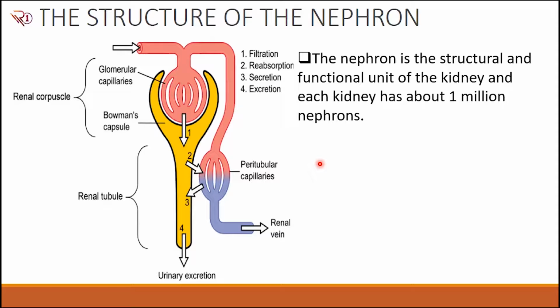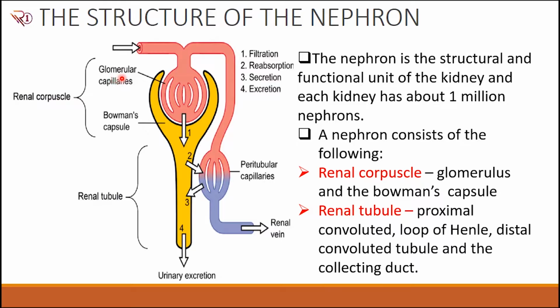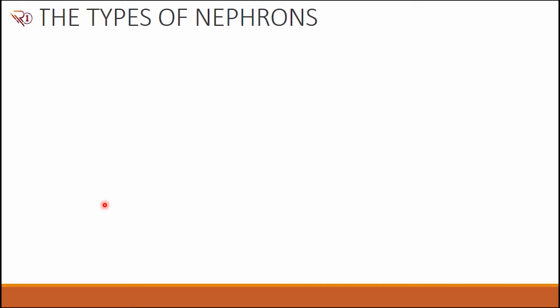So the nephron is made up of two basic things. We have the renal corpuscle, which is made up of the glomerular capillaries and the Bowman's capsule. Then we have the renal tubule, which is made up of the proximal convoluted tubule, the loop of Henle, distal convoluted tubule, and the collecting duct. So this is just the basic structure of the nephron.